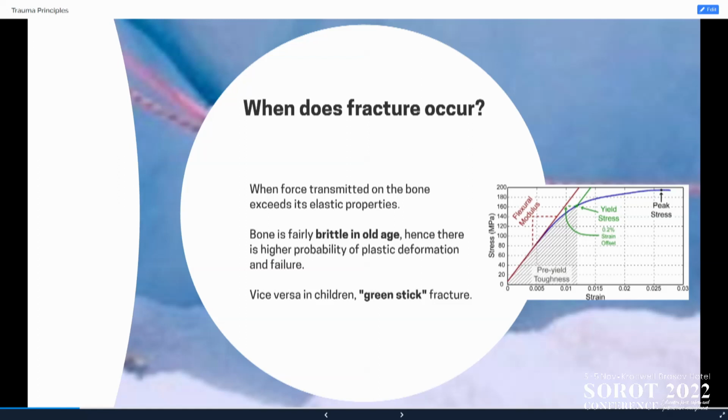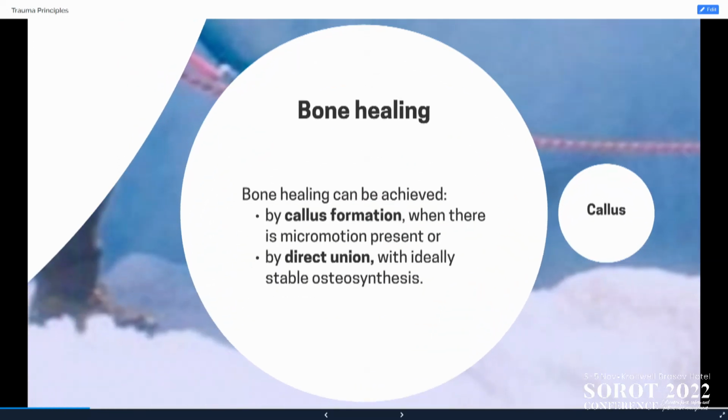So, when does fracture occur? At the yield stress point, when the elasticity of bone cannot compensate the bending forces anymore. Of course, bone is fairly brittle in old age, when the bone breaks easier, so there is high probability of plastic deformation and failure. So remember the term plastic deformation. It's vice versa in children with the greenstick fracture, when the bones are extremely elastic.